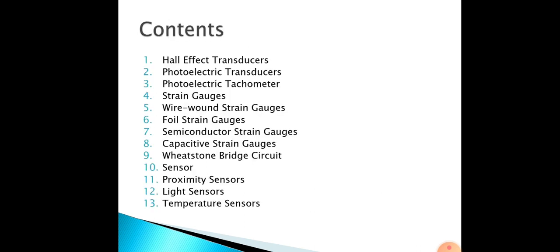Then the contents we will be covering: Hall effect transducers, then photoelectric transducers, then photoelectric tachometer, then strain gauge, then wire-wound strain gauge, then foil strain gauges, then semiconductor strain gauges, capacitive strain gauges, Wheatstone bridge, then the next one sensors, proximity sensors, light sensors, and temperature sensors. These all we will be seeing in this chapter, in this unit.